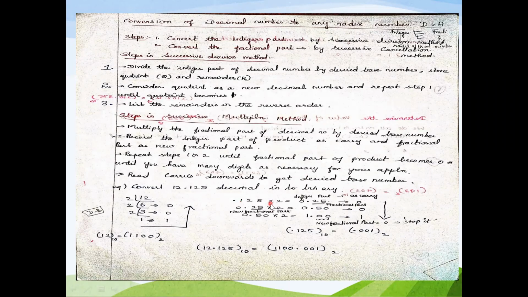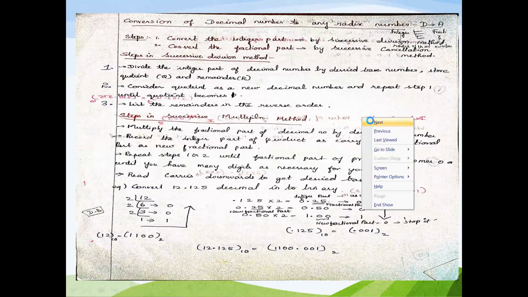Okay, similarly in the case of the fractional part, we go for the successive multiplication method. So 0.125 into 2 is 0.25, so 0 as a carry, take it outside. Then 0.25 into 2 is 0.50, 0 as a carry, take it outside. 0.50 into 2 is 1.00, 1 as a carry, take it outside. Finally we get the fractional part as 0. You can stop at this point, and you read the carries from downward to get the desired answer, that is 001. So here 1100.001 is the required answer. This is how you can convert from the decimal number system to any radix.